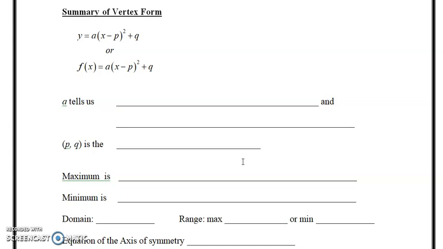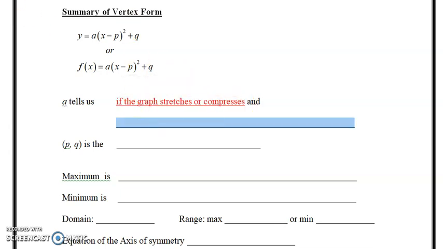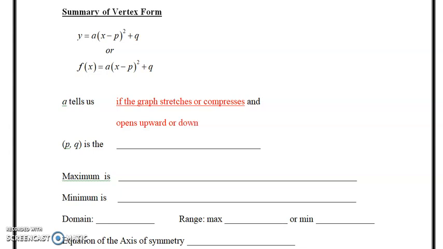So, a summary of what we've done to this point: our function can be represented as y equals a bracket x minus p squared plus q, or f of x equals a bracket x minus p squared plus q. A tells us what? As you guys remember, it tells us if the graph stretches or compresses, and whether or not, underline that, and whether or not it opens upward or downward.